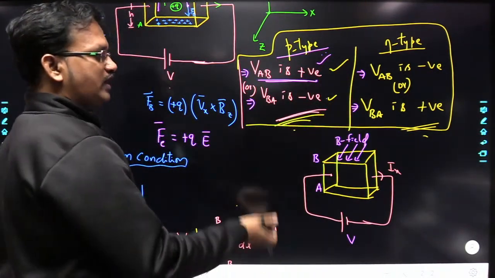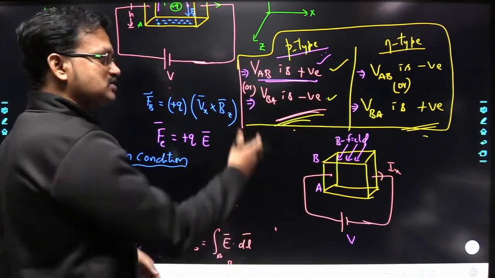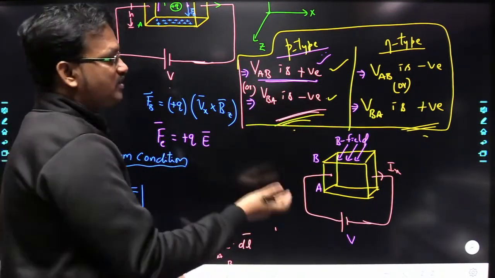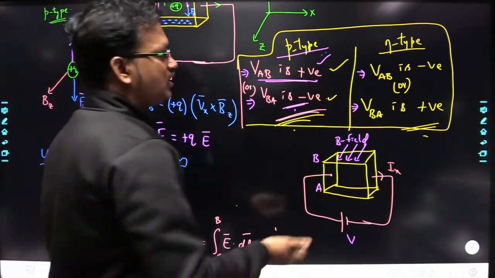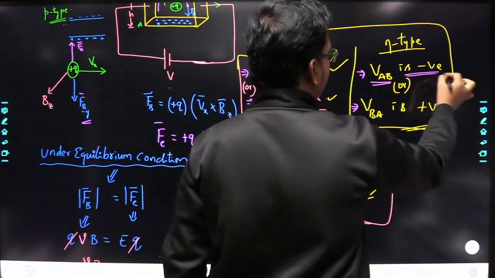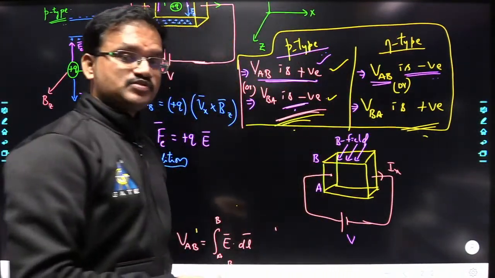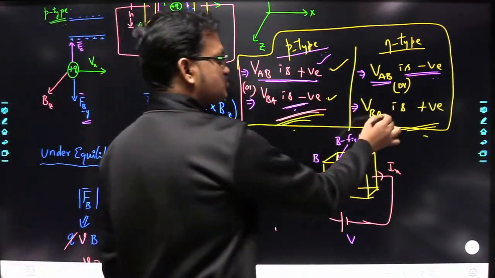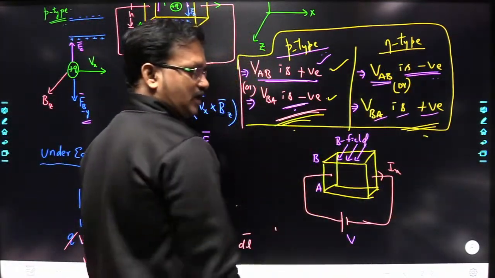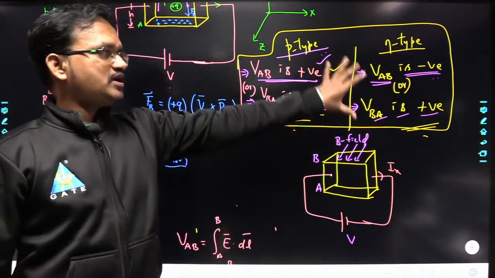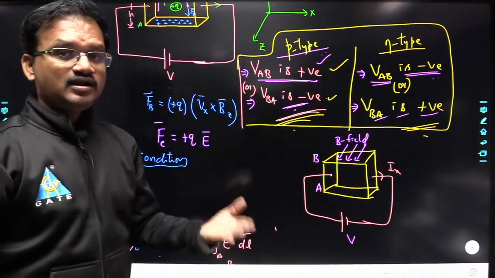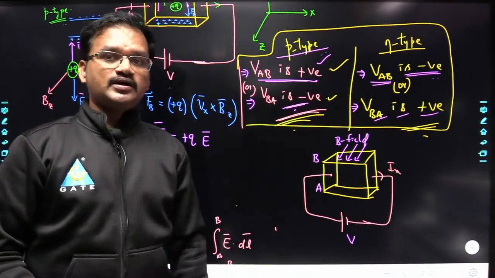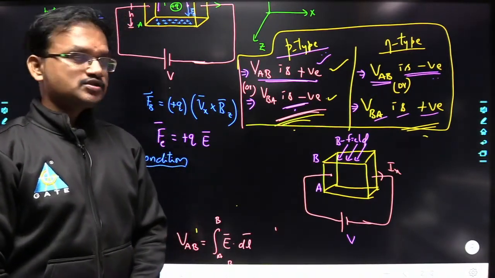Or you can say the same thing in another manner: VBA is negative. If VBA is negative, then also I can say p-type semiconductor. Or if VAB is negative, then I can say n-type semiconductor. Or if VBA is positive, then n-type semiconductor. So based upon the potential difference between A and B, I can conclude which type of semiconductor it is.